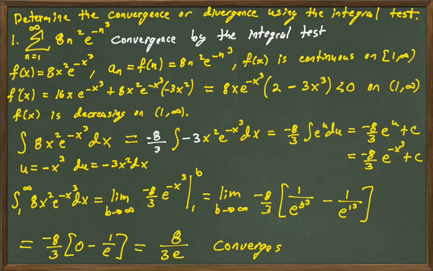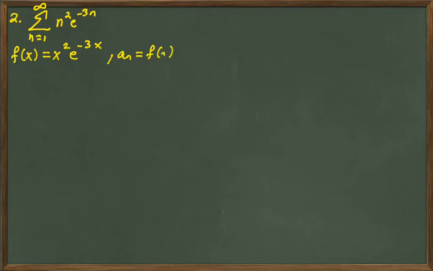Okay. All right, let's work out one more example on this video, and then we'll do the last two examples on the follow-up video. This one here, we're going to look at the sum n equals 1 to infinity of n squared e to the negative 3n. Our function we're going to use is f of x equals x squared e to the negative 3x. a sub n will be equal to f of n for all positive integers, so we have an agreement there. x squared times e to the negative 3x, those are both always positive on 1 to infinity. So the function is positive.